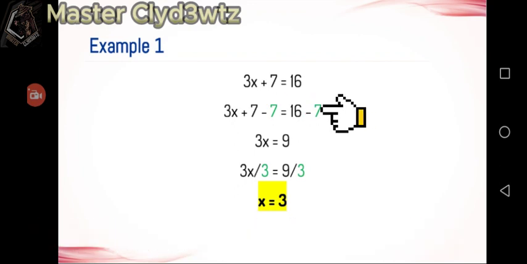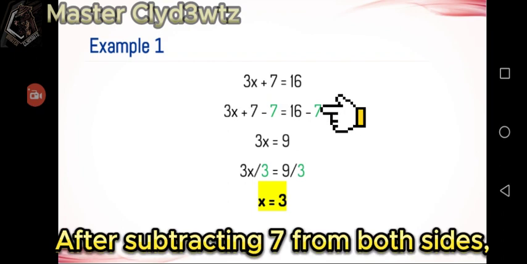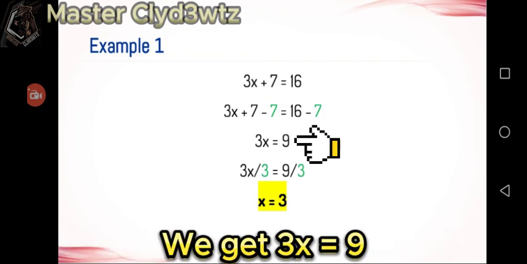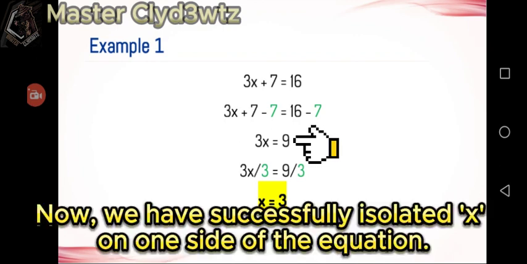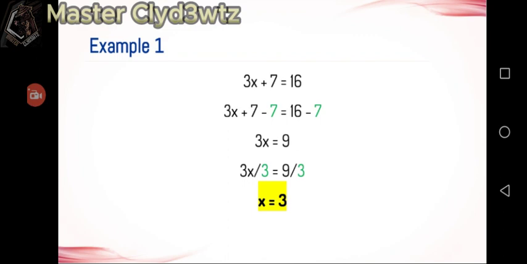Step 3. Simplify the equation. After subtracting 7 from both sides, we get 3x = 9. Now, we have successfully isolated x on one side of the equation.